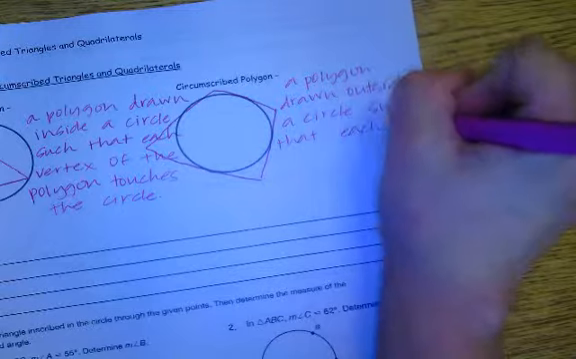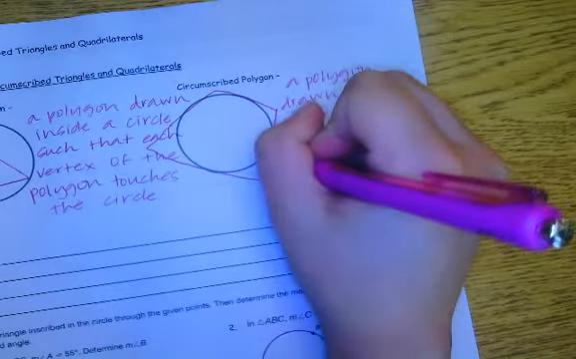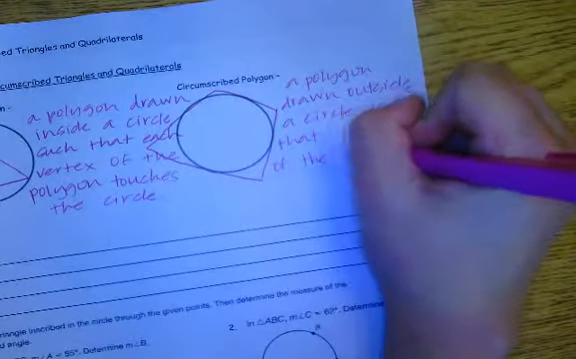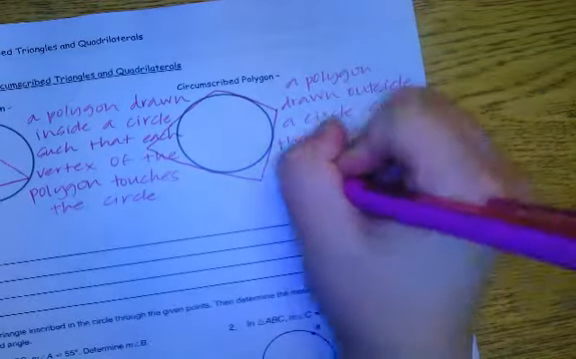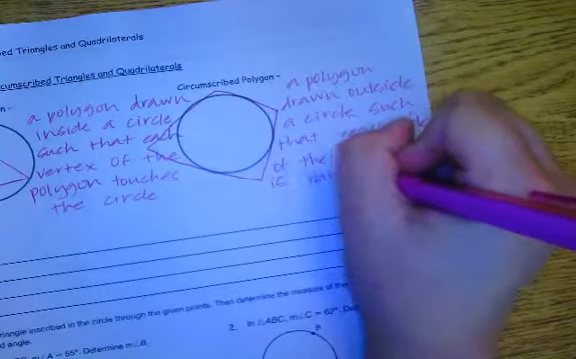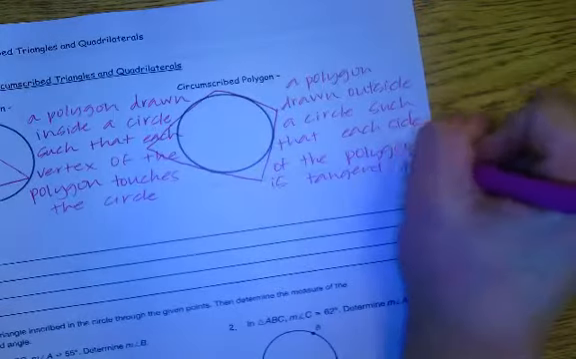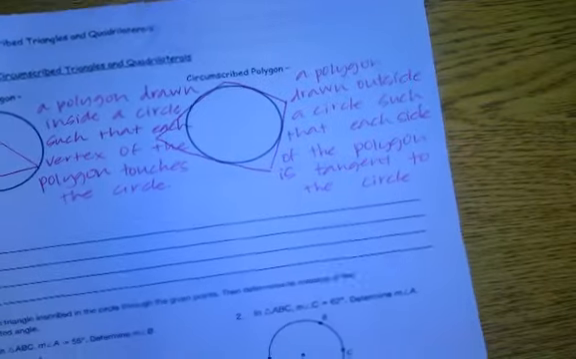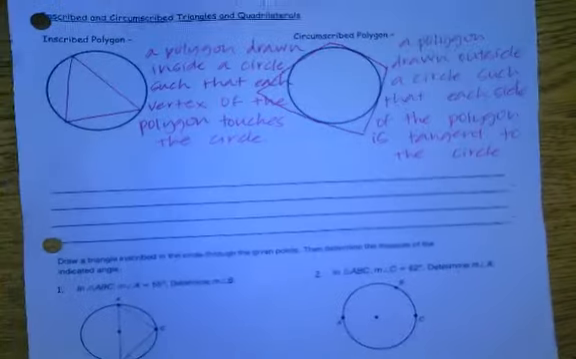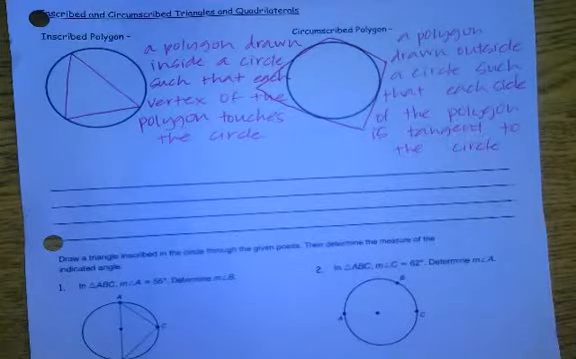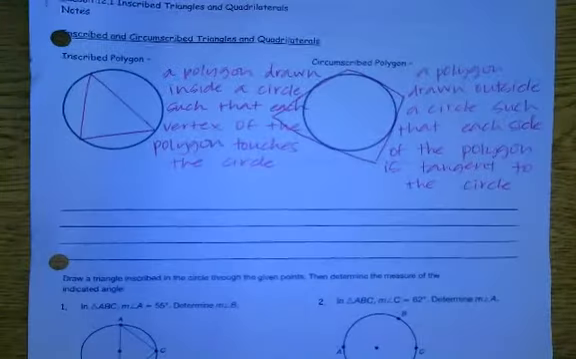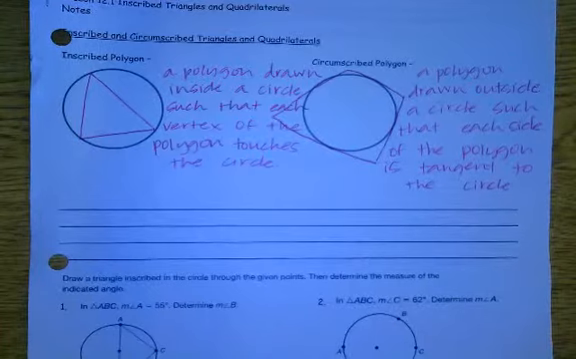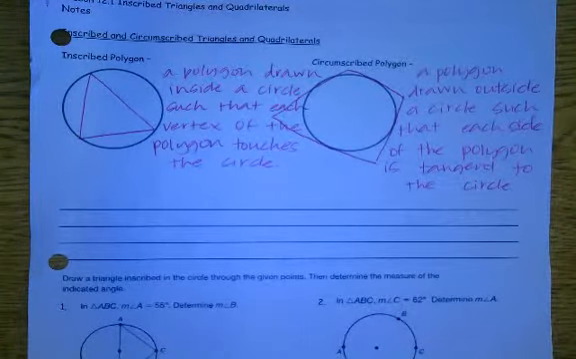each side of the polygon is tangent to the circle. Okay, and where it touches the circle, what do we call that? Point of tangency. Very good. Questions over our definitions? No? Okay.